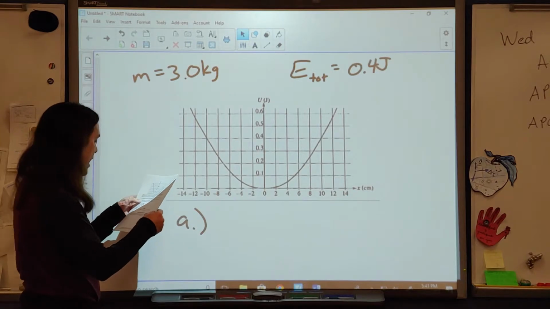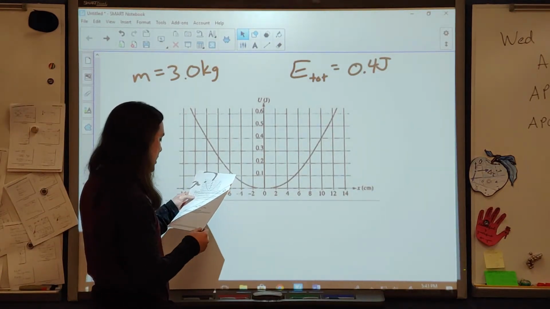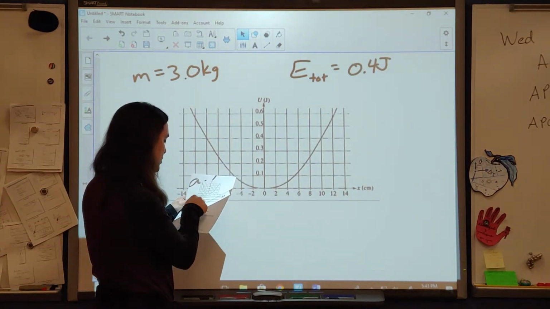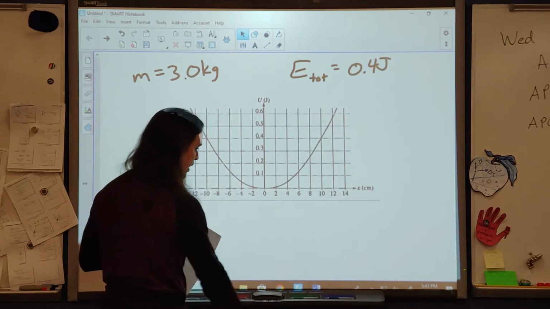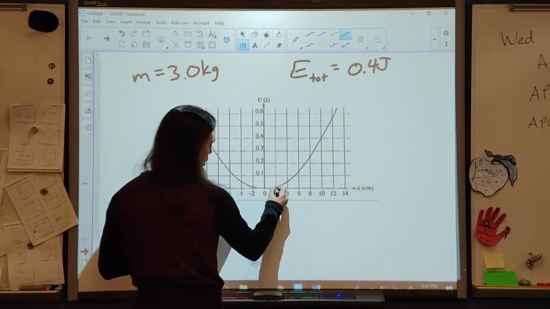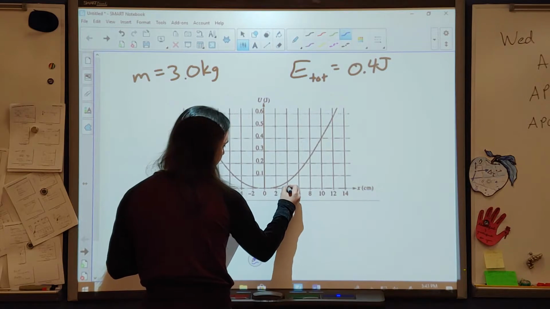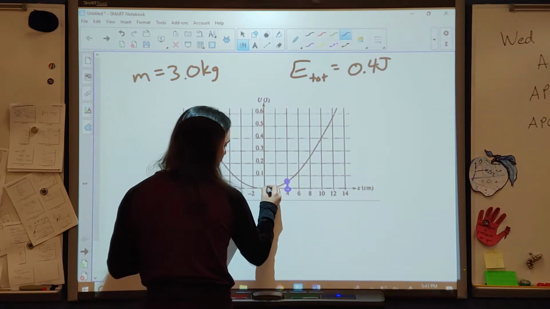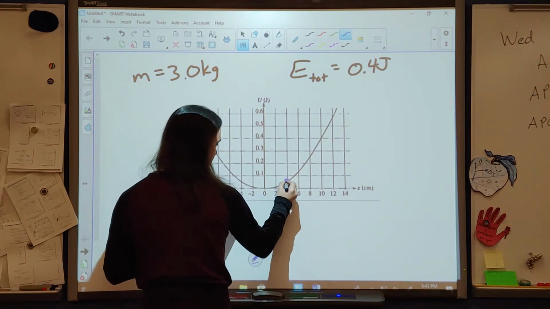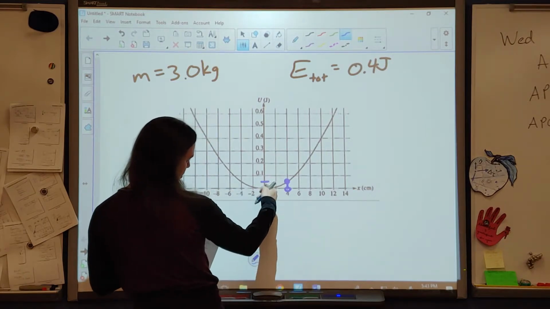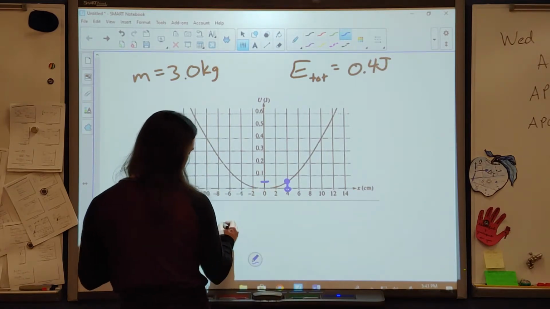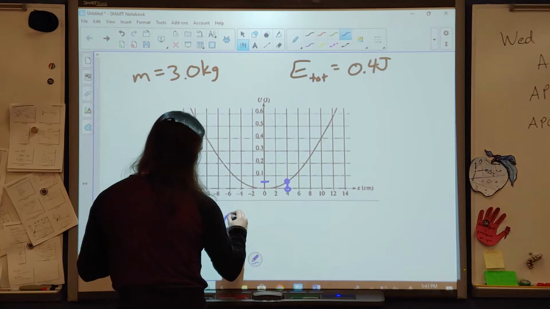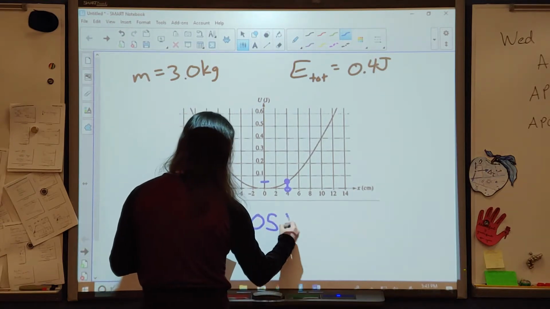All right, it says A, what is the object's potential energy when its displacement is plus 4 centimeters from the equilibrium position? Well, this is 0, 2, and here's 4. On this curve, where it's at on the skate park is, I don't know, right about there. So that's between 0 and 0.1. My estimate is about 0.05 joules.